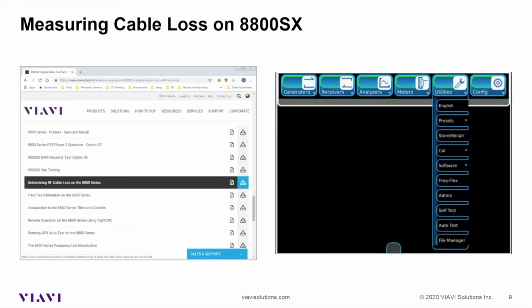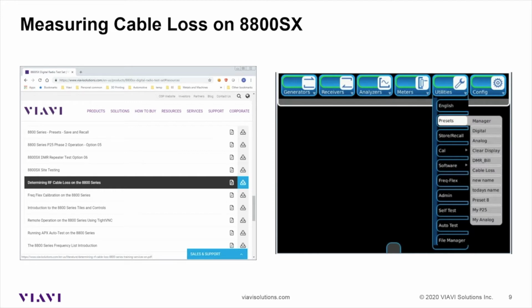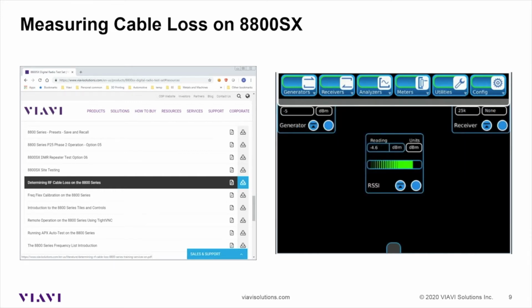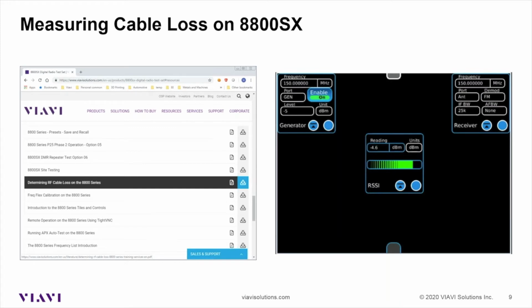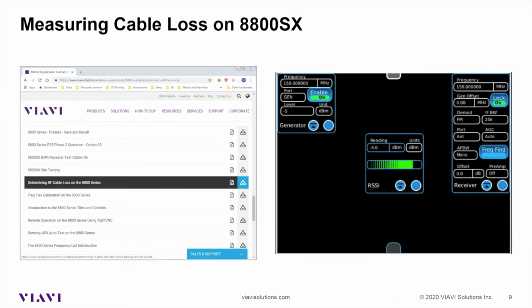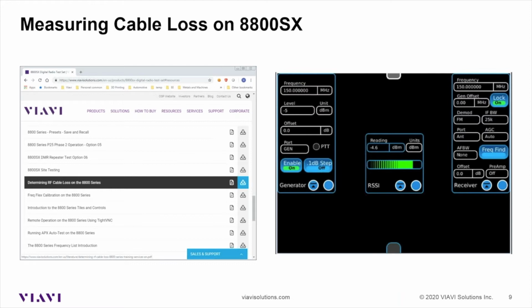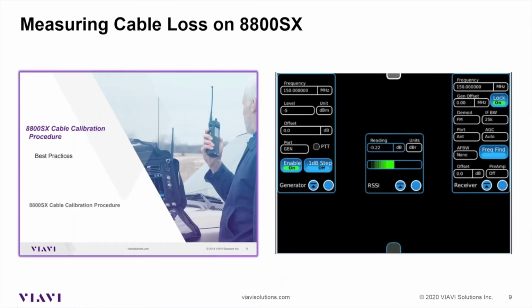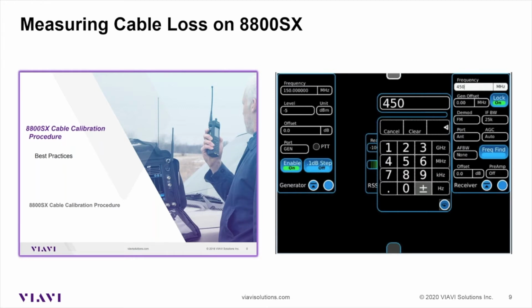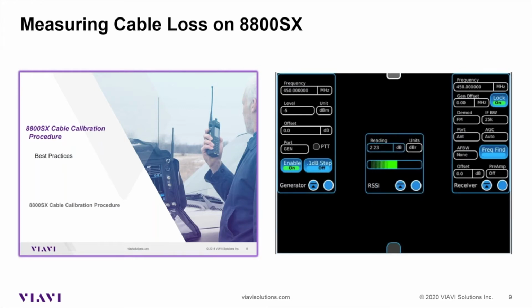On the 8800, we have the same ability to measure the cable loss, or a similar capability. It's not automated the way the 3920 is, though. So on the left there, you see the screenshot of our web page and that document labeled Determining RF Cable Loss on the 8800 series. So you'll find that under the literature section of the 8800 web page. You download that and you get this PDF that walks you through the process of characterizing that cable. Now, like I said, it's a manual process. It's not fully automated the way the 3920 is, but it's basically doing the same thing.